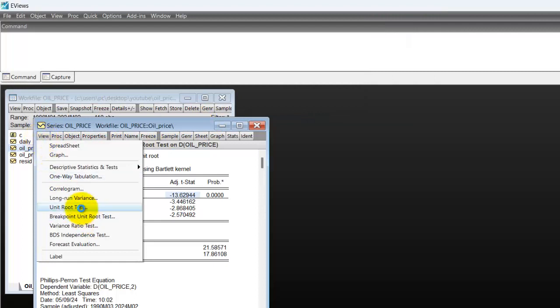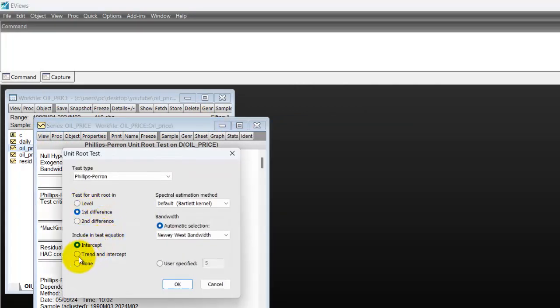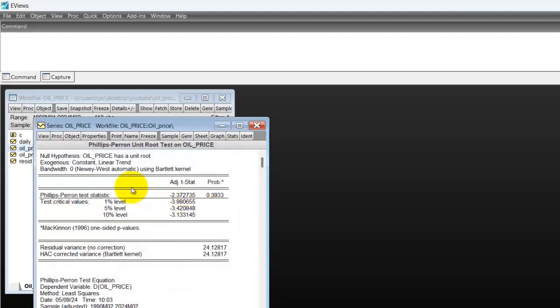Now let us check the third one. You go to view, unit root test, then you select trend and intercept. This one you take back to level, then click OK. Now for trend and intercept, the result also shows that oil price is not stationary at level. You can see the probability value is greater than the conventional level, which is 5%. Also, the absolute value of the PP test statistic is less than the critical values. So oil price is not stationary at level.